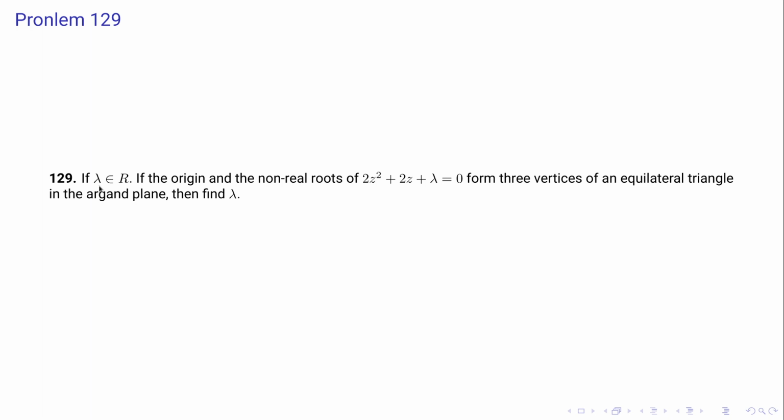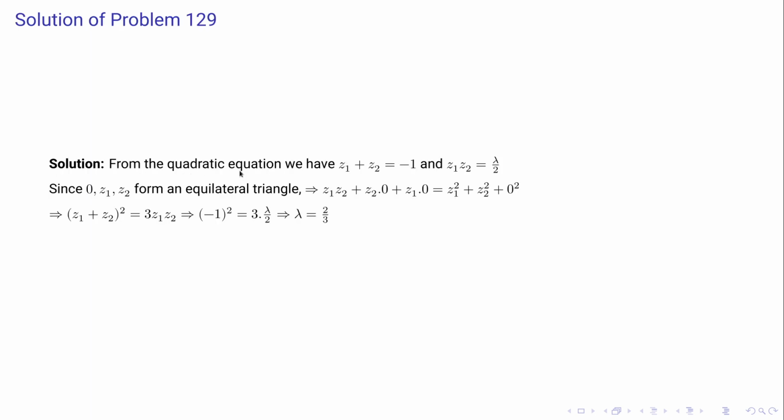Problem 129 says that if lambda is a real number, if the origin and the non-real roots of 2z square plus 2z plus lambda is equal to 0 form three vertices of an equilateral triangle in the Argand plane, then find lambda. So from the quadratic equation, we can say that Z1 plus Z2 is equal to minus 1 and Z1, Z2 is equal to lambda by 2.